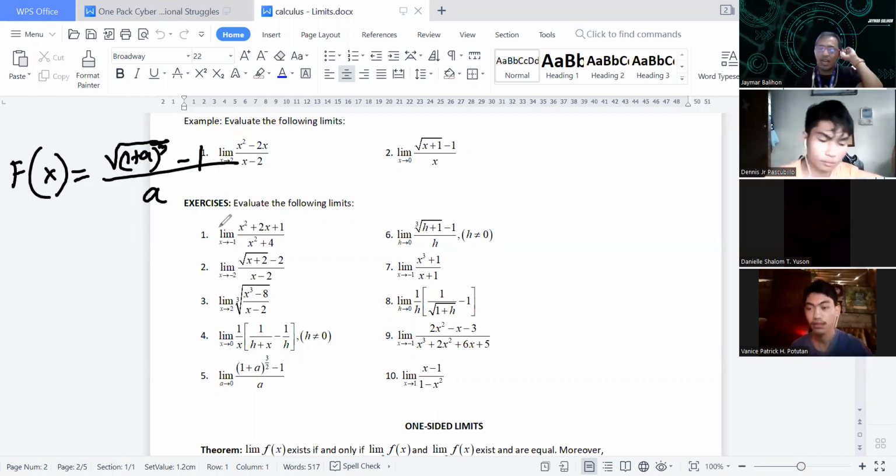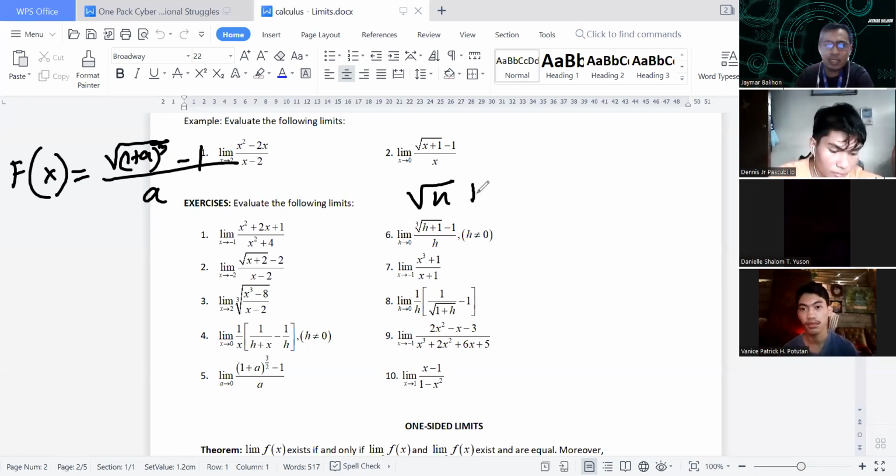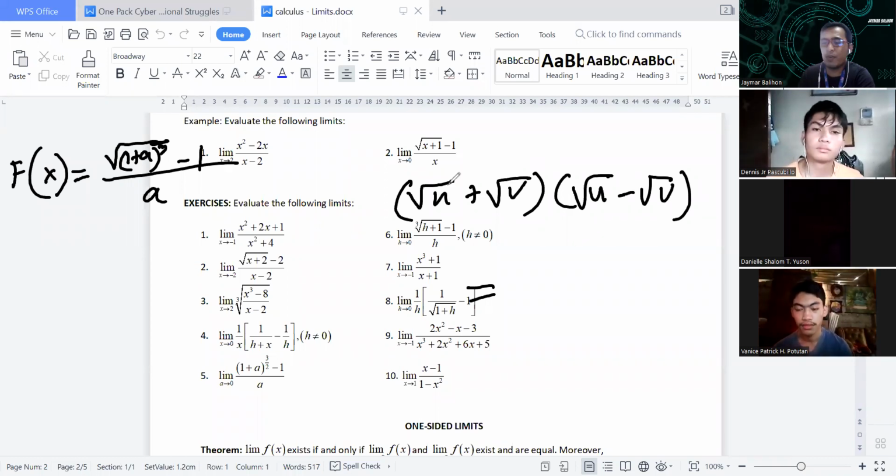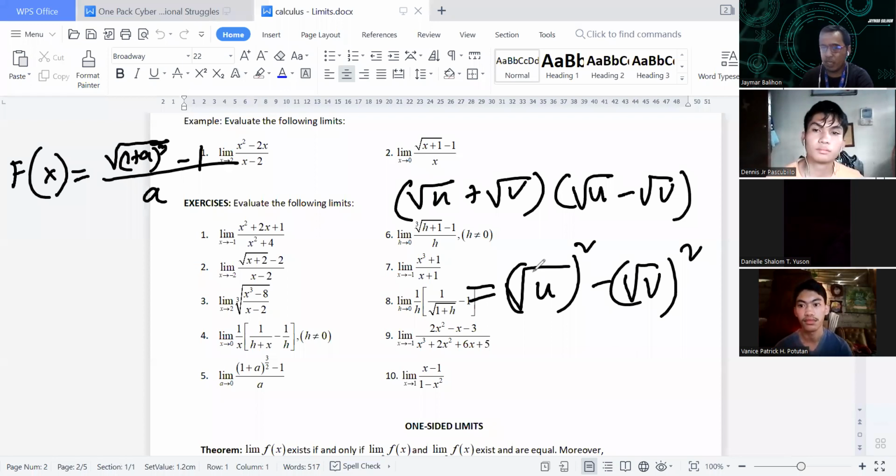As you can see, there is a square root. Use the conjugate. If you have the square root of U plus the square root of V, times the square root of U minus the square root of V, that is just the difference between two squares. It becomes the square root of U quantity squared minus the square root of V quantity squared. Why do we use that? Because it will be cancelled out. What is left will be U minus V, so the radicals are eliminated, and then it is possible to eliminate A.